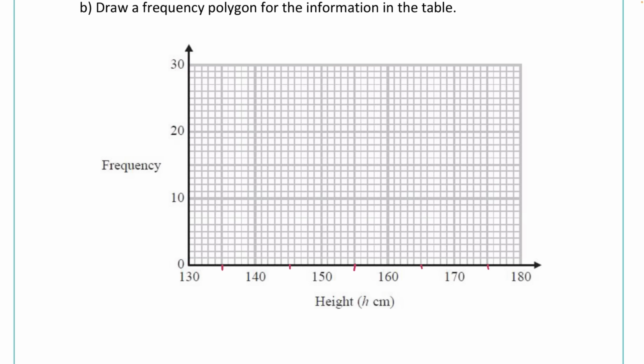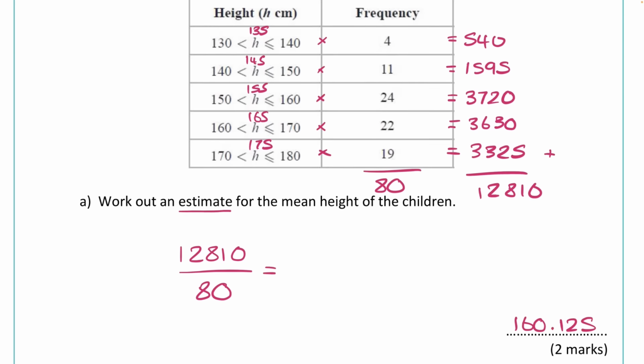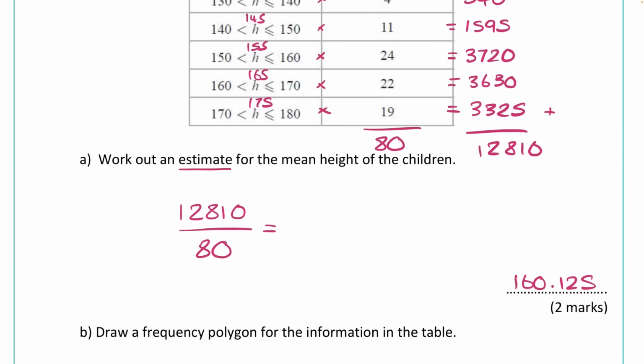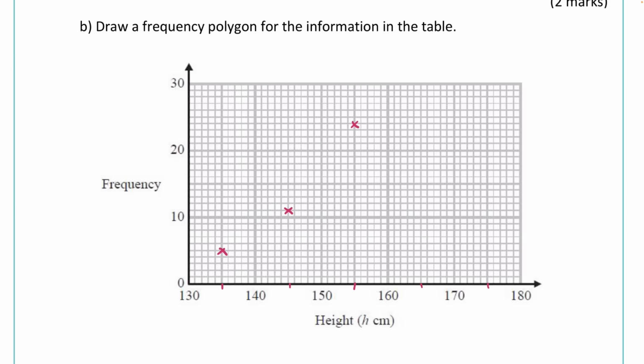So there's all my midpoints slightly marked out. And it goes 4, 11, 24. So, of course, check your scale. Put 4, 11, 24's just there. There we go. And then we have 22 and 19. So 22 and then 19 just there.